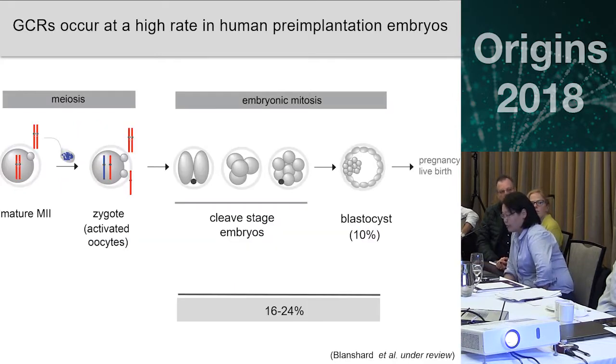The gross chromosomal rearrangements I've shown you here affected about 10% of the blastocyst trophectoderm. But if we now model in the data from Vanessa and also Alan's recent data from the rested cleavage stage embryos, we end up with something like 16 to 24% of pre-implantation embryos that have, in one of their cells, a segmental aneuploidy and a gross chromosome rearrangement.